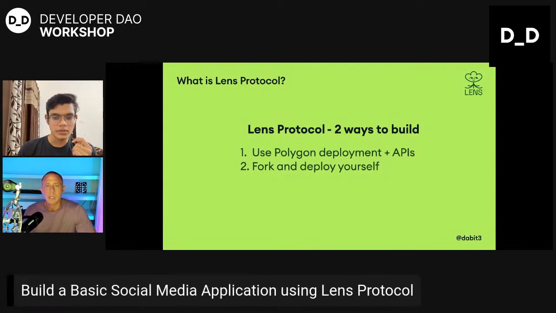And if you want to learn how to build out your own relayer, I have a GitHub repo, github.com/dabbit3. It's using Biconomy. I would check that out.